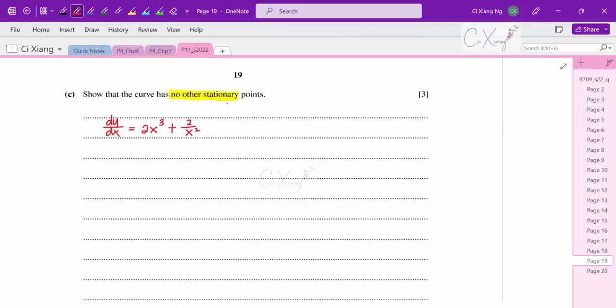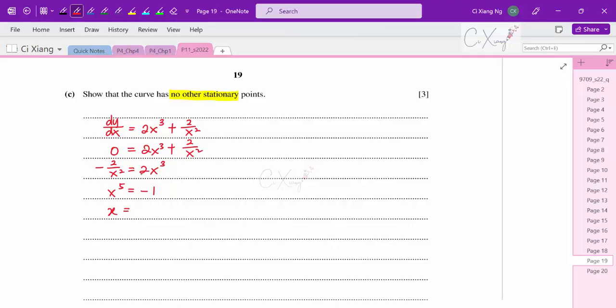Okay, so to get the stationary point, we always let dy dx equal to 0. And we have 2x power 3 plus 2 over x squared. We try to solve for the value of x. I want to try and see what I will get for the value of x. I want to group all the x on one side, all the numbers at the other side. So x power 5 equals negative 1.